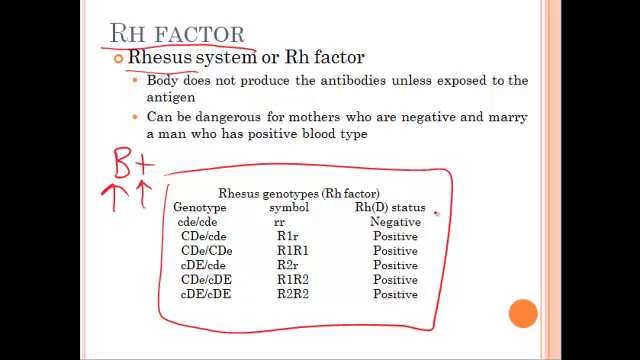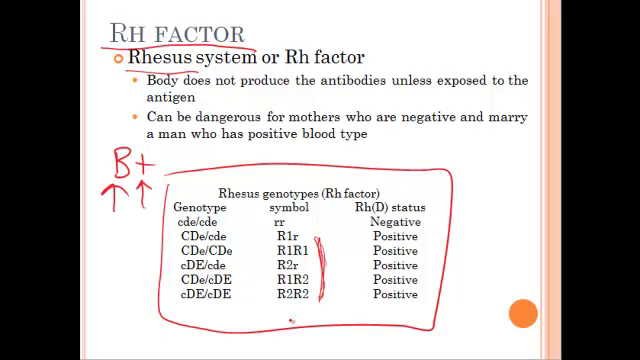But if a female has negative type blood and the father has positive type blood, that means the baby in the womb has a possibility of being positive, because the mom would give it a recessive gene, but the dad would possibly give it a dominant gene, depending on his genotype. What that means is the mother would start producing antibodies against the baby, trying to destroy the baby, which is not a good thing, obviously. But again, it only happens on the second pregnancy.